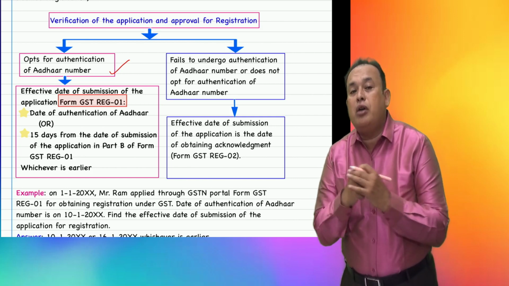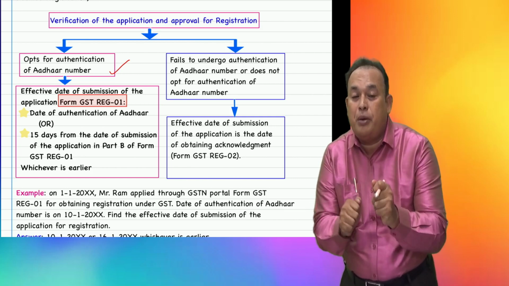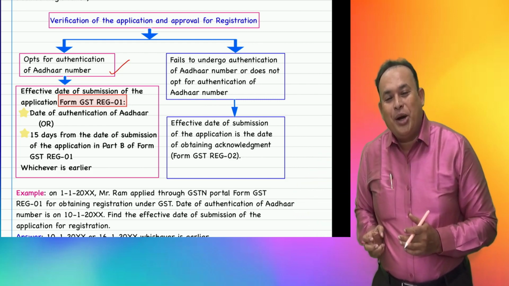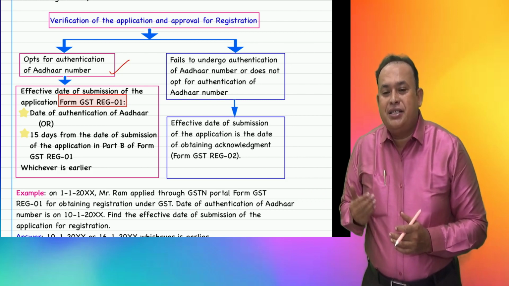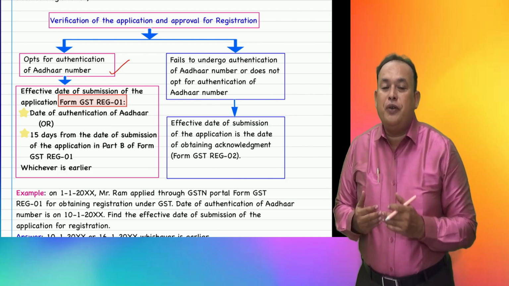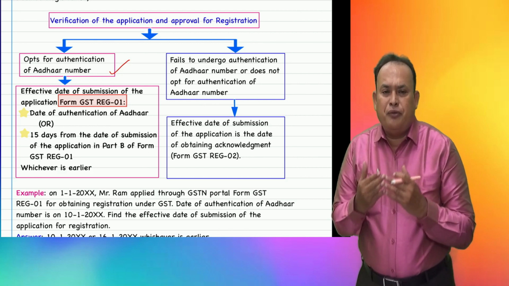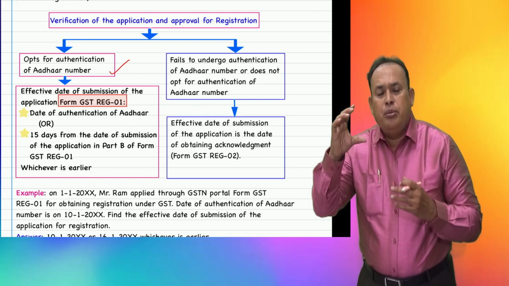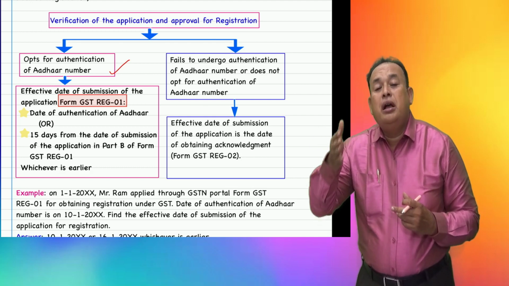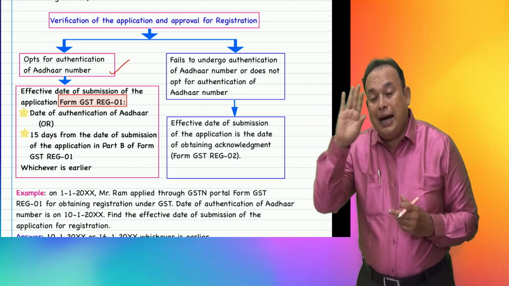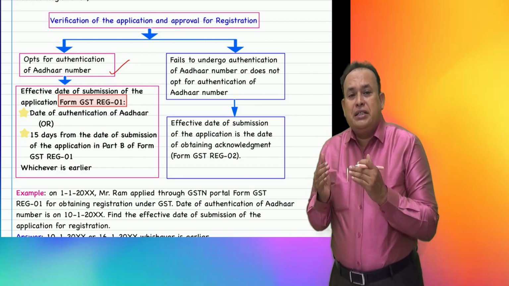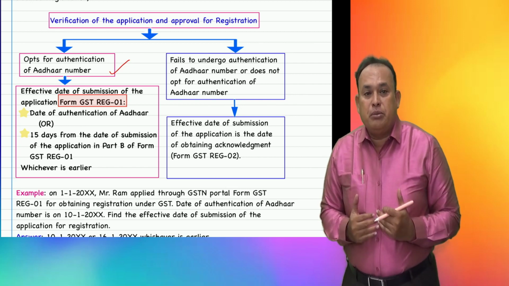That's why we want to know the date of submission of application. What date? The date of authentication of Aadhaar, or 15 days from the date of submission of the application in Part B of form GST REG01. Form GST REG01 has two parts, Part A and Part B. Part A is the basic information of the applicant: name, business name, thereafter the PAN number and authentication of the PAN number. Part B means the important content information, the main information.